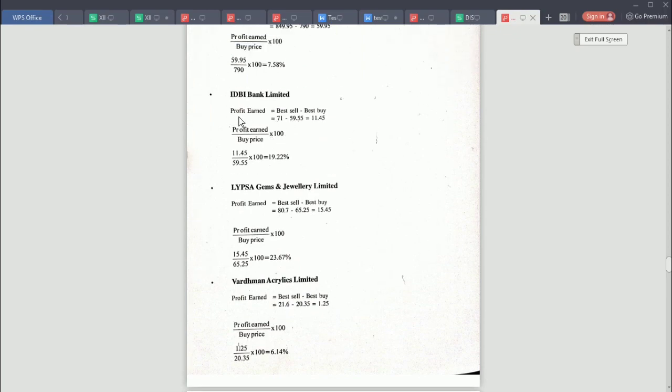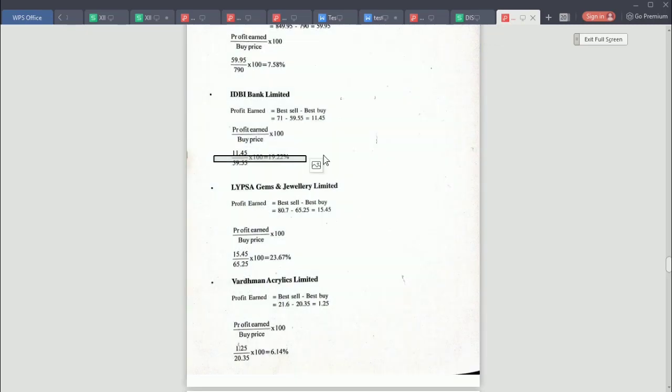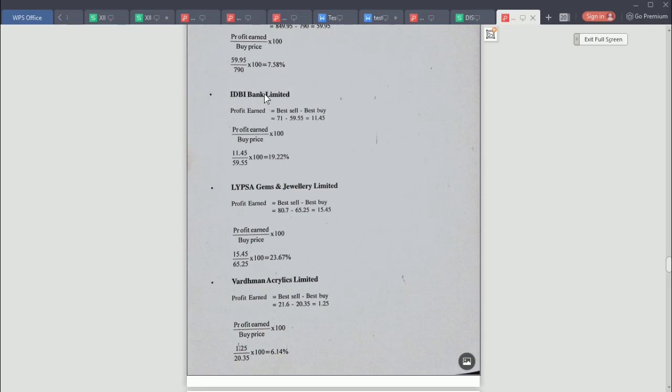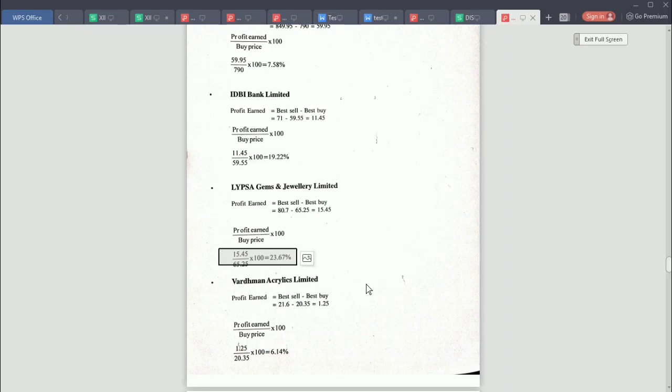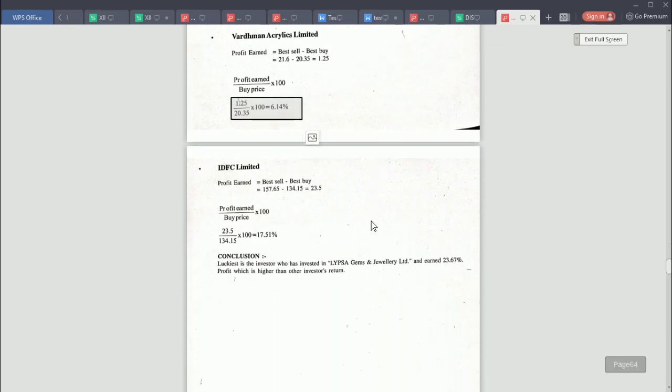So profit earned is 71, which is best sell, minus best buy 59.55, is equal to a profit of 11.45, divided by best buy, that is 59.55, into 100, that is 19.22%. This is the profitability percentage of IDBI Bank Limited's share. So as Lipsa is giving us a return of 23.67%, Vardhaman is giving us a return of 6.14%, and IDFC Limited is giving a return of 17.51.